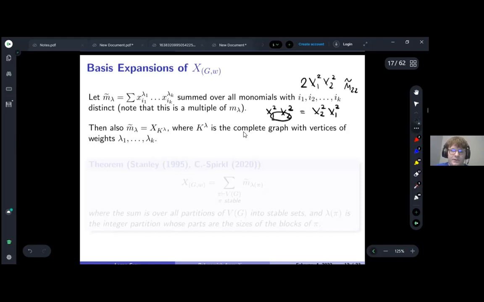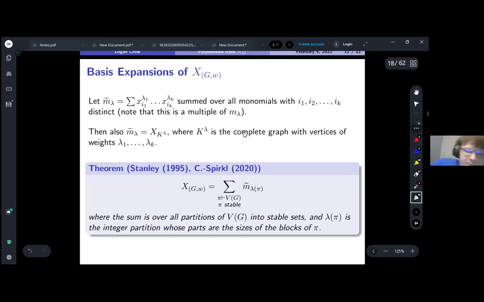And why do I want that? I define it this way precisely so that this fact holds: that m lambda tilde is in fact actually just the chromatic symmetric function of a graph with these vertex weights. So for example, by this definition, m tilde 3, 1, 1 is in fact just the chromatic symmetric function of the complete graph with vertices of weights 3, 3, 1, and 1.